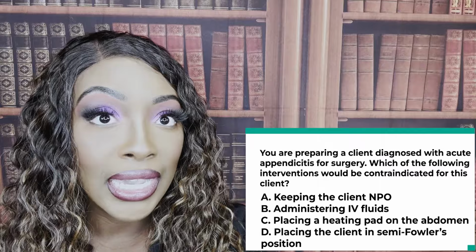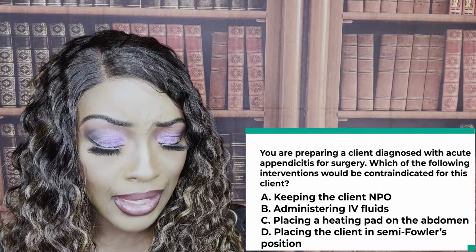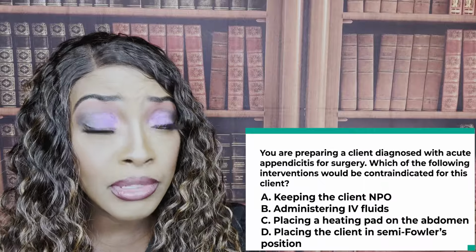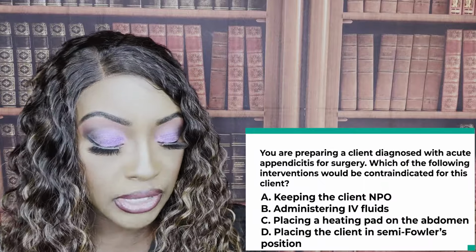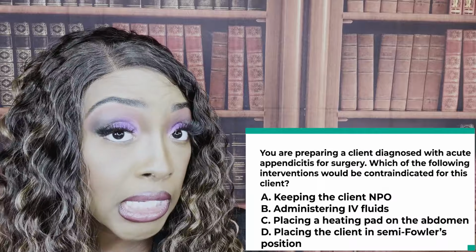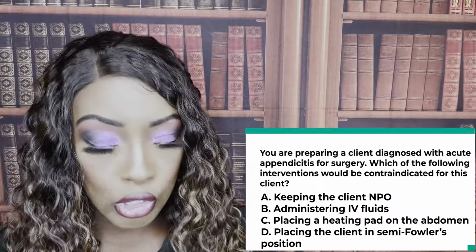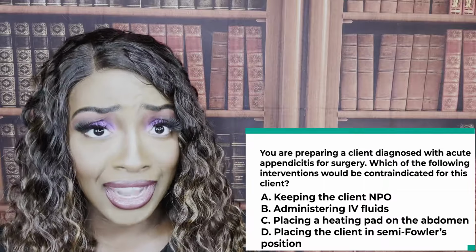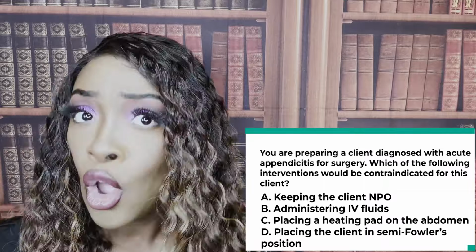So what's contraindicated is what we would not want to do under any circumstances, and that's C, placing a heating pad on the abdomen. So let me get this right. The appendix is inflamed, this patient's in pain, and your bright idea is to apply heat to the area. What does heat do? Causes vasodilation. So now we have more circulation coming to that area, which will do what? Increase that swelling, increase that inflammation, which will do what?